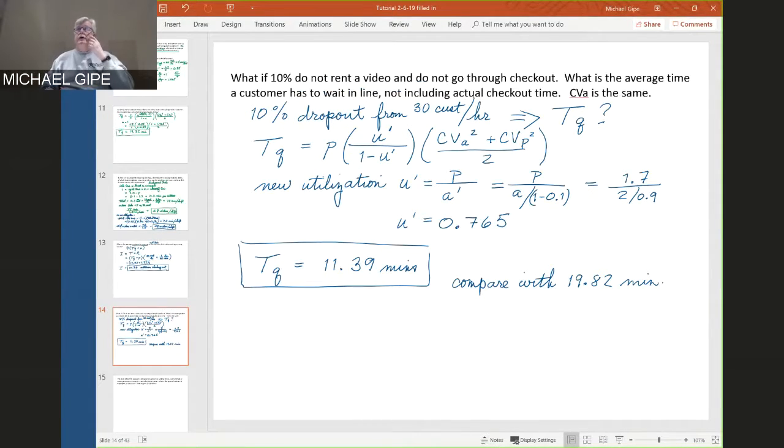So there's a question here. Can there be a scenario where utilization is 100%? The denominator turns to 0. How do we handle this scenario? That's an important point to make.